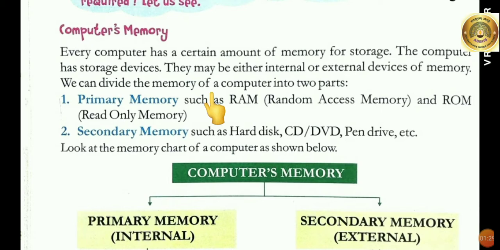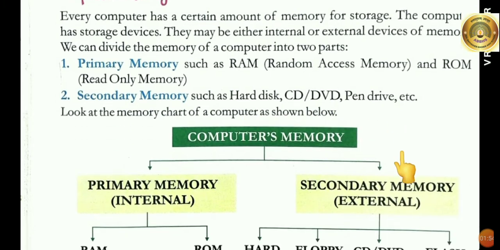We can divide the memory of a computer into two parts. First is primary memory, such as the RAM, random access memory, and ROM. ROM means what? Read only memory. Second is secondary memory, such as hard disk, CD, DVD, pen drive, etc. So look at the memory chart of a computer as shown below.